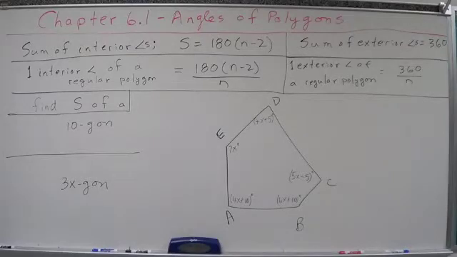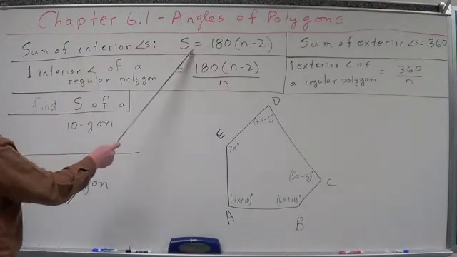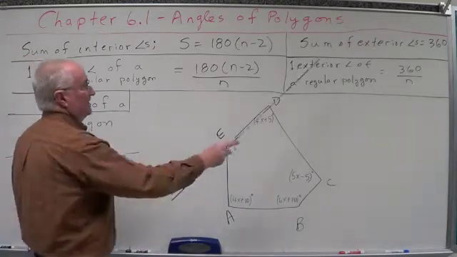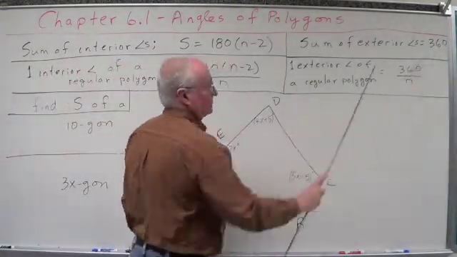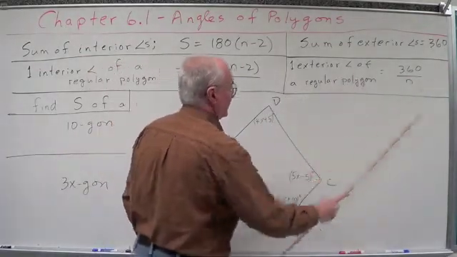Now what we're going to do is some sample problems. Here I've just written down the equations we have. Sum of interior angles is this. One interior angle of a regular polygon is this. Sum of the exterior angles equals what? 360. It's a constant. One exterior angle of a regular polygon equals this.